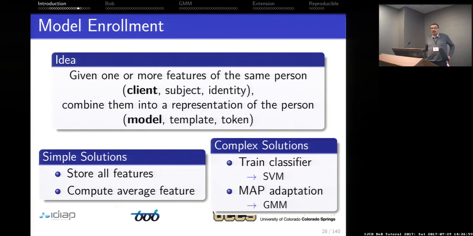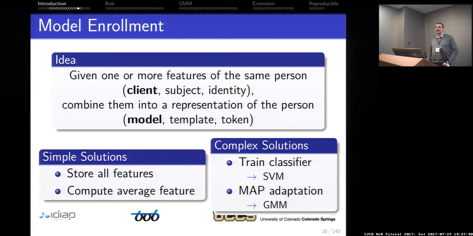But there are also more complex solutions. For example, you train a support vector machine or another classifier to separate the samples of your model from the training set samples, so that when you get another feature, you can say on which side of the SVM classifier it is: is it the same or a different person? And do you do that per subject, or is it for a gallery?